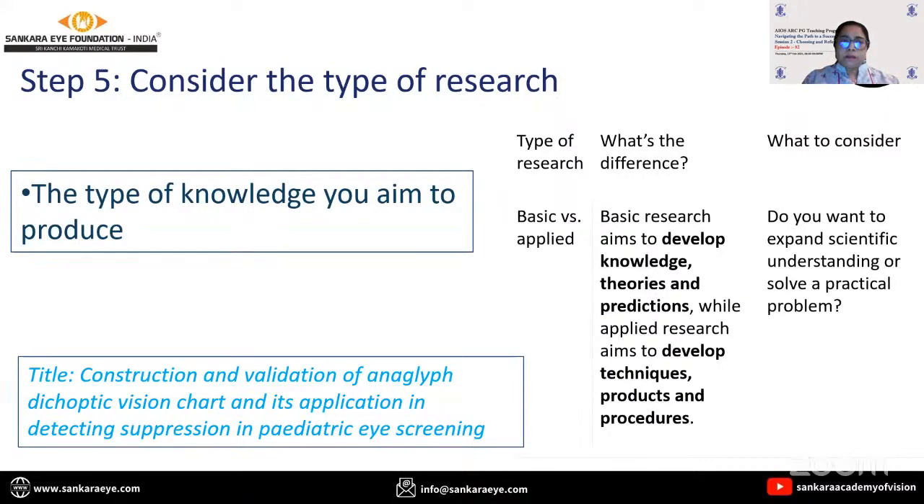Now, here I've mentioned a title. This is one of the theses done by one of our students, wherein construction and validation of anaglyph dichoptic vision chart and its application in detecting suppression in pediatric eye screening. In this, the candidate first had to construct the chart and then do a validation of the dichoptic vision chart. So this is partly an applied research also.